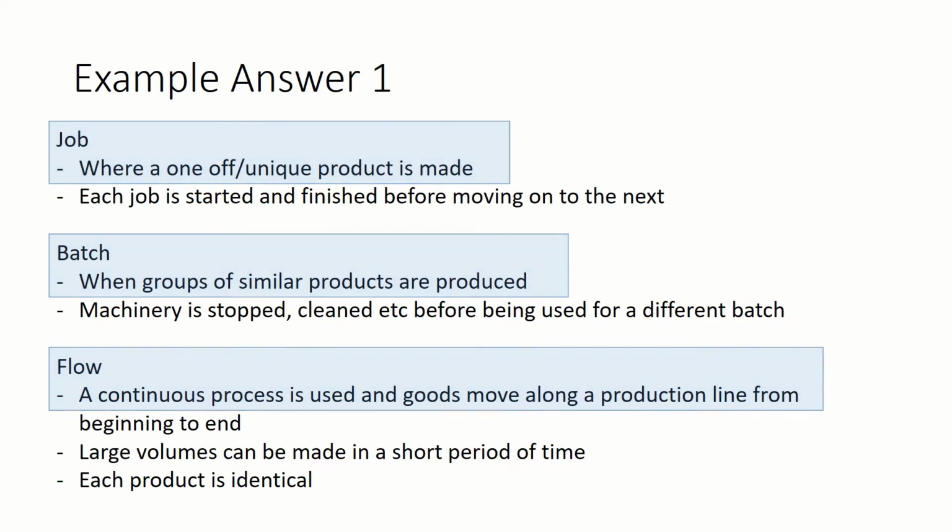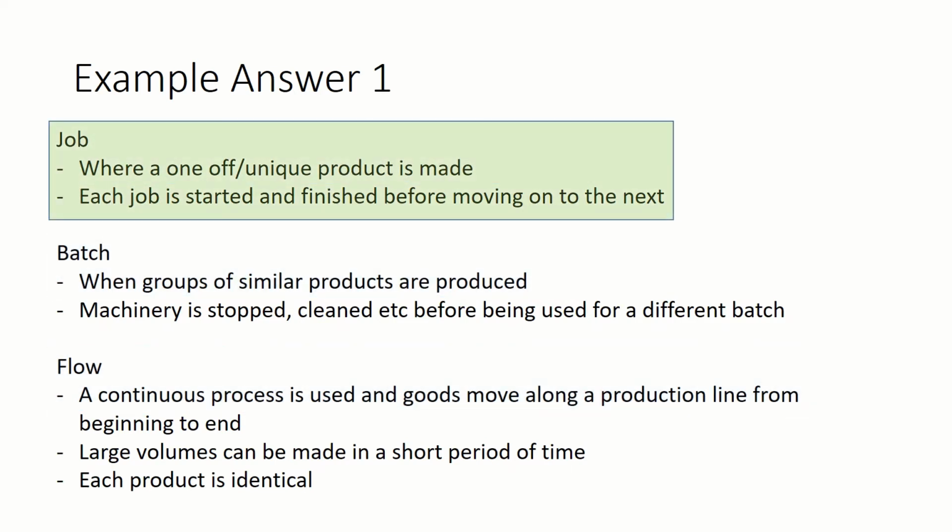Now then, if you only wrote this amount of information, that would give you 2 marks because you're only talking about 1 method. So it doesn't matter how many facts you put in, if you're only talking about 1 method of production, you can only get a maximum of 2 marks, 2 out of the 3. To get that final mark, you need to add another fact about another method. So what you can see here, that is what would give you your 3 marks for this question.